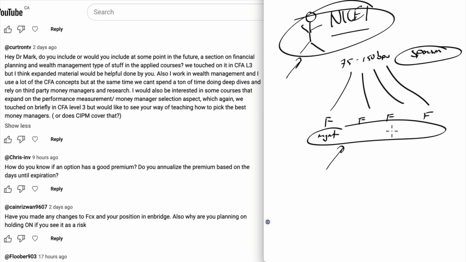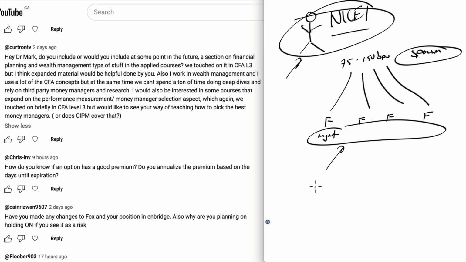Relationship management, I don't know that I would have been very good at that, because I'm too practical. I get to the point. I don't spend a lot of time saying, how's Denise? She's in college now, isn't she? Oh, she's so smart. She takes after you so much. You see that? That's wealth management. So kind of not my thing. Touched on it in CFA level 3. Yeah, but I think expanded material would be helpful, done by you, done by somebody else, but not done by me, because it's not my thing. It is a different thing altogether.